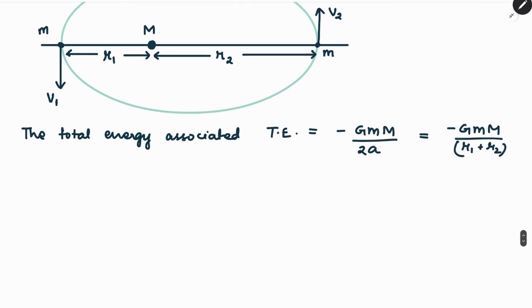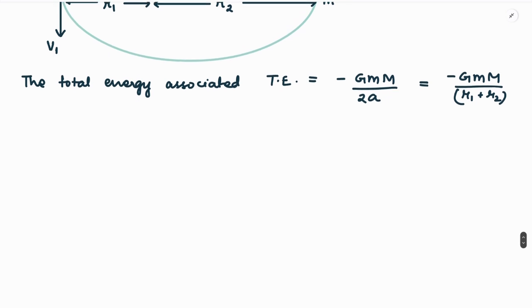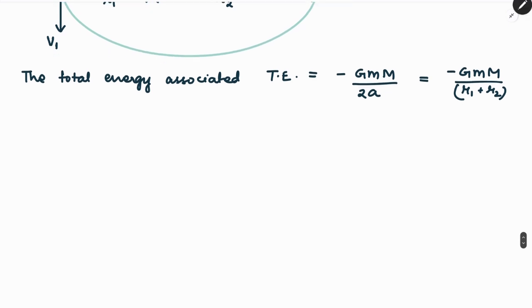The next thing is that as the planet moves in an elliptical path around the sun, the angular momentum is conserved. So we can apply angular momentum conservation: the angular momentum at position 1 is equal to the angular momentum at position 2. Therefore m v1 r1 is equal to m v2 r2. This we are referring to as equation number 1.